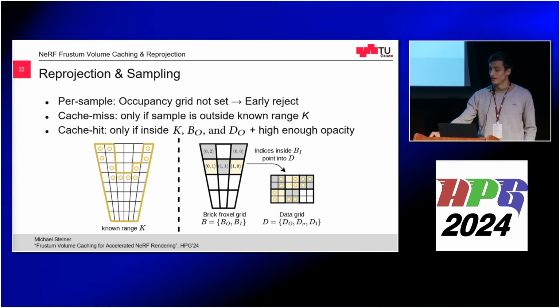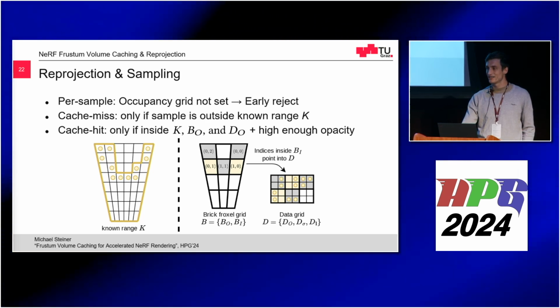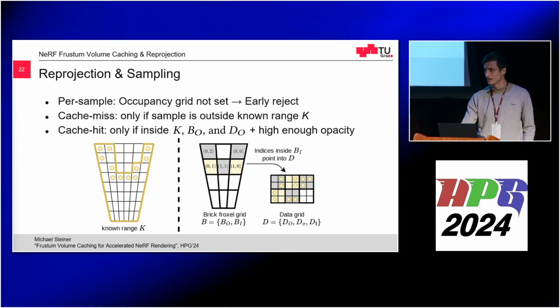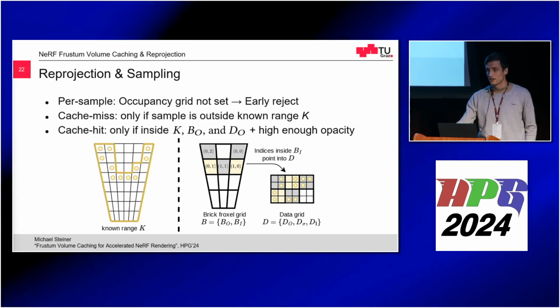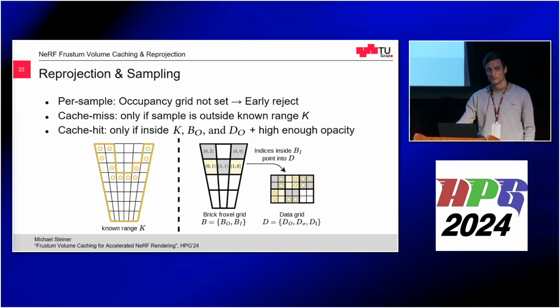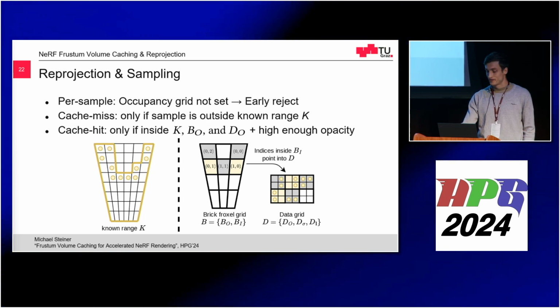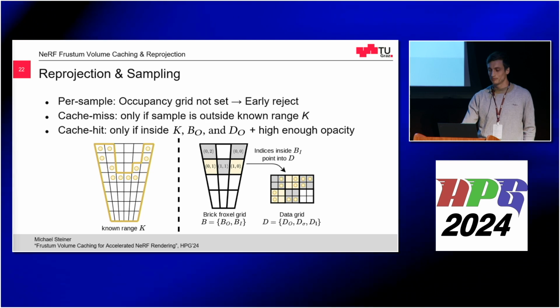Cache hits only happen if our sample is inside this known range, if both brick and data arrays are set, and if the sample we trilinearly interpolate has high enough density. All these checks enable us to have as few false cache hits as possible, and thereby reduce the number of unnecessary evaluations of the head network.